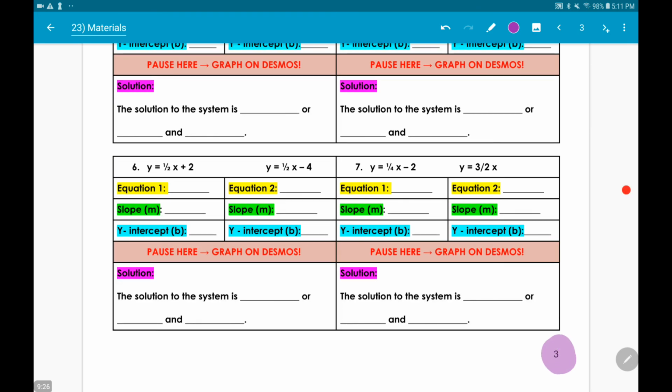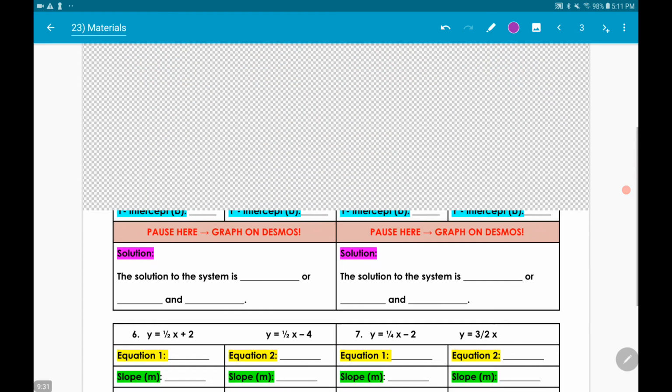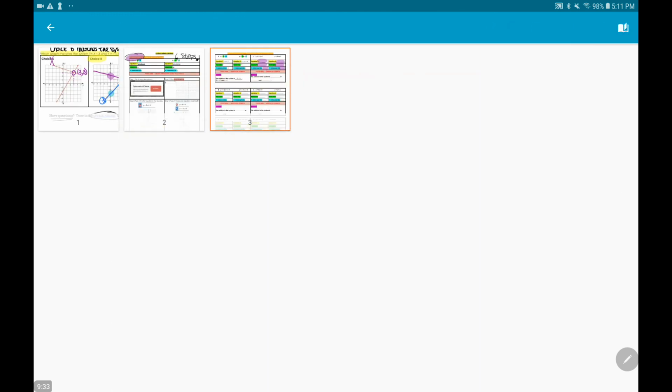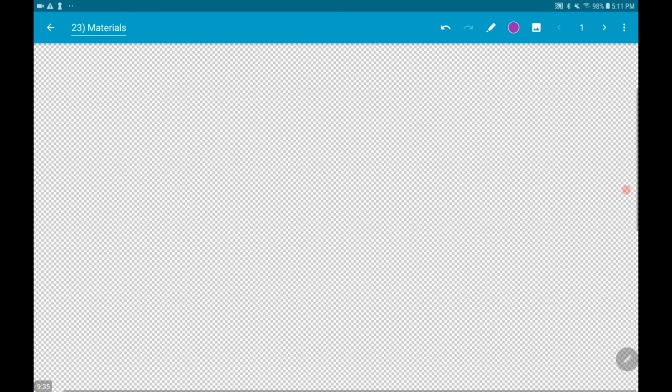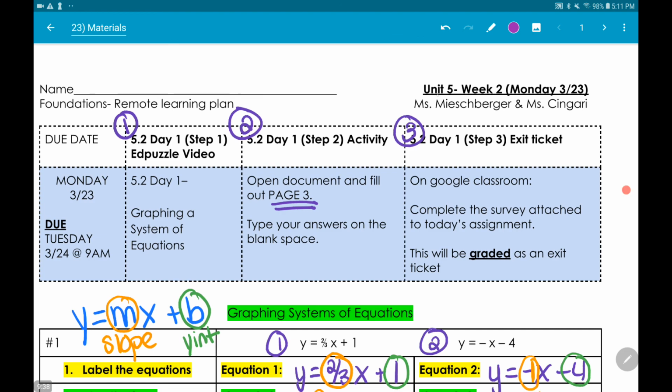All right, so what you're going to do right now is you're going to exit the video and you're going to click and open the document. The document is called Unit 5, Week 2 Materials. So go ahead and find that and get started on page number 3.